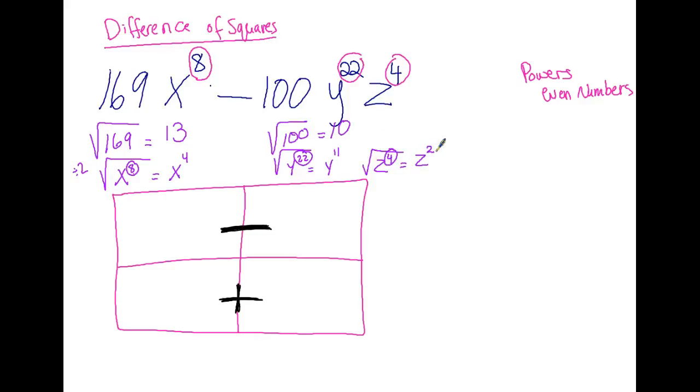So now I found my square roots. All I have to do is copy them. So my first term had 13x to the 4th.